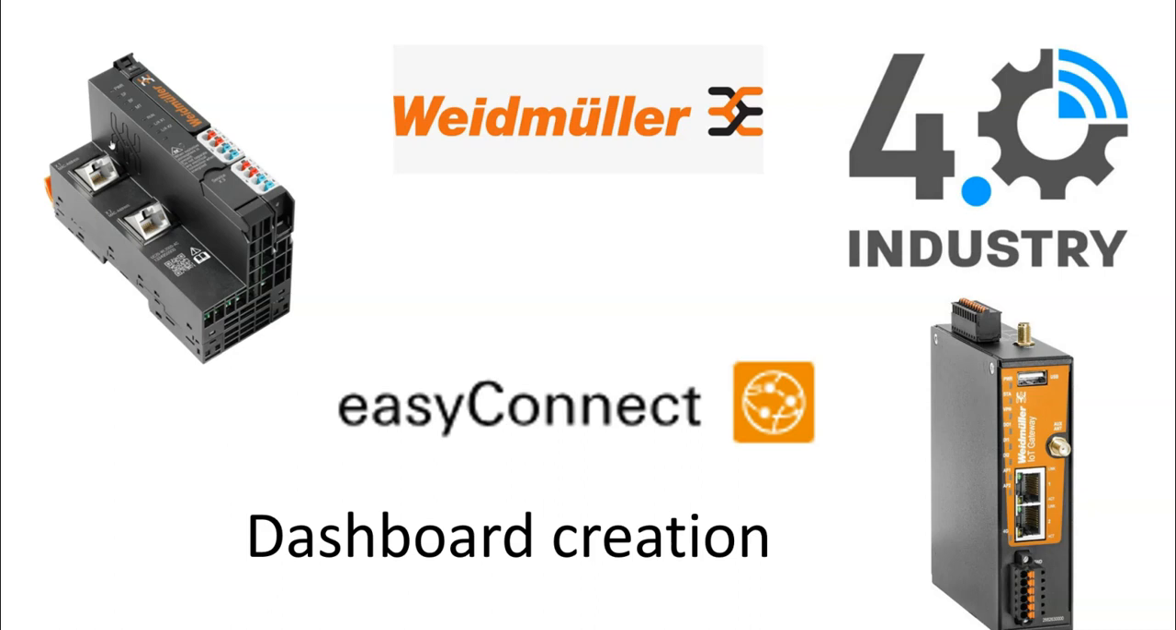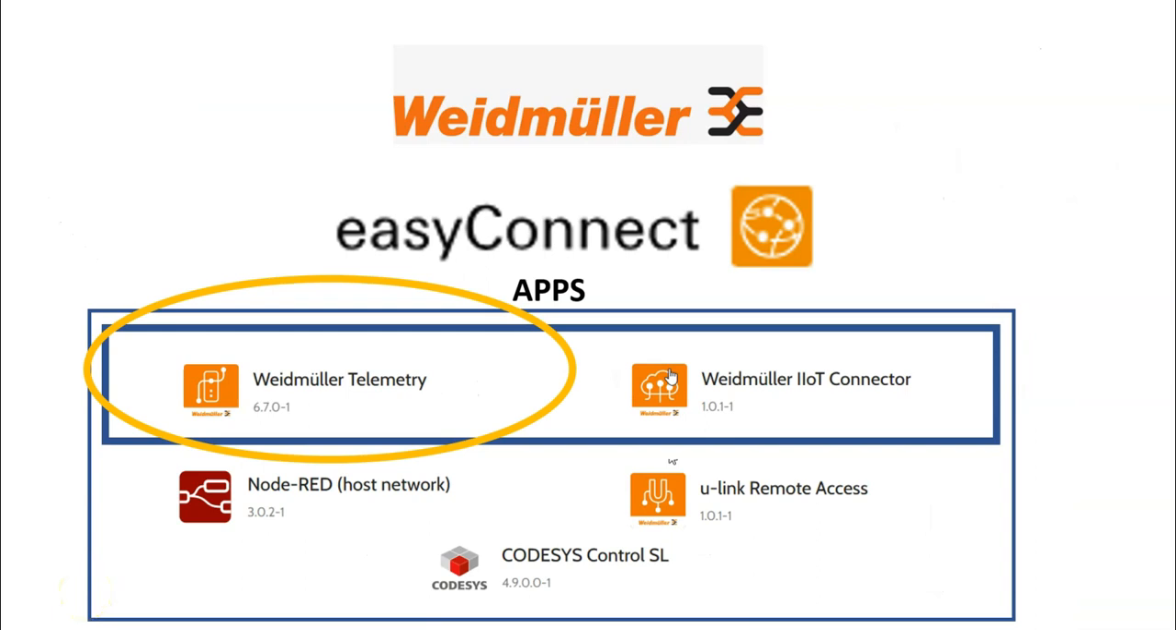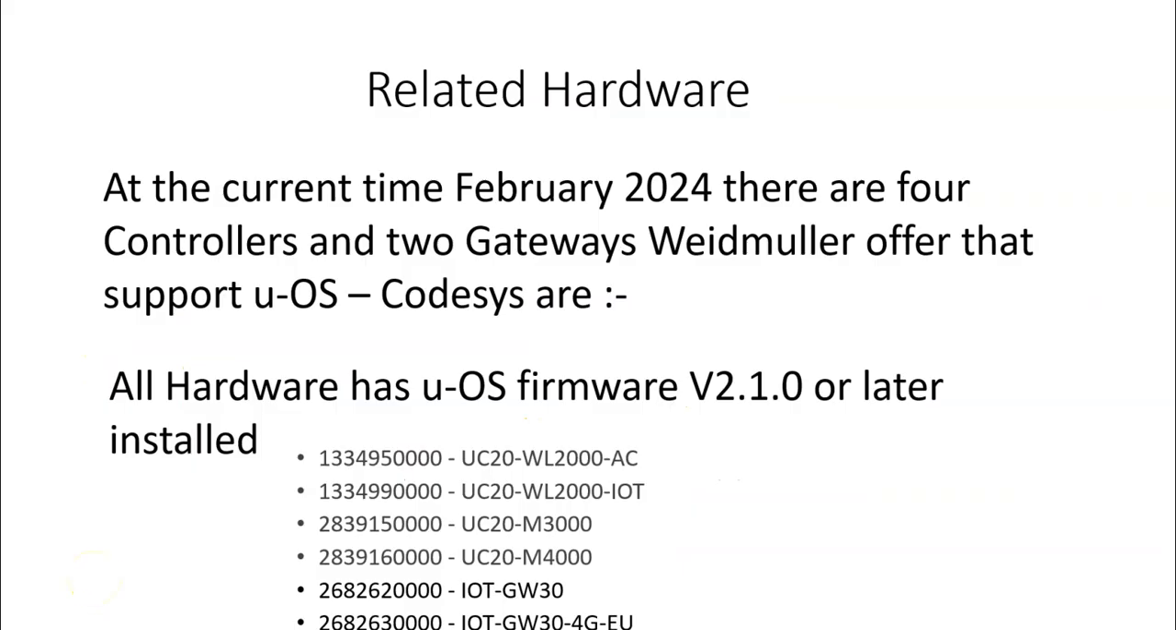The next step is to create dashboards and visualizations, so we're making use of the telemetry app within easyConnect for this. Functionality is available in 6 devices that Weidmuller sell. 2 of them are what we call web controllers, the WL2000s. They come as standard with what we call web firmware, which means that they are fully configured within the browser. No software is required. This is also true of the IoT GW gateways at the bottom.